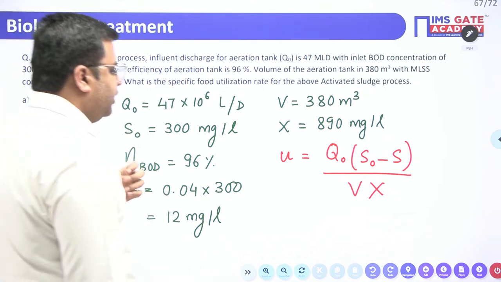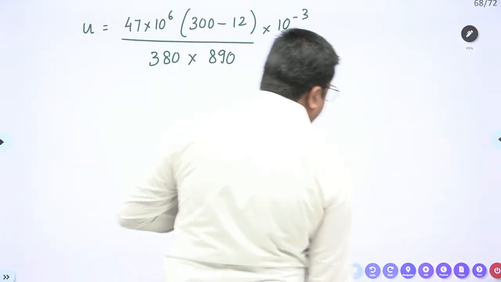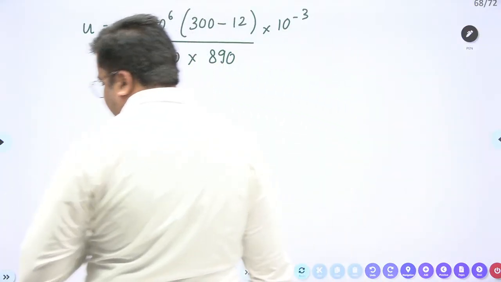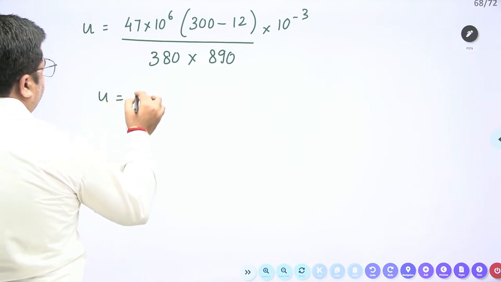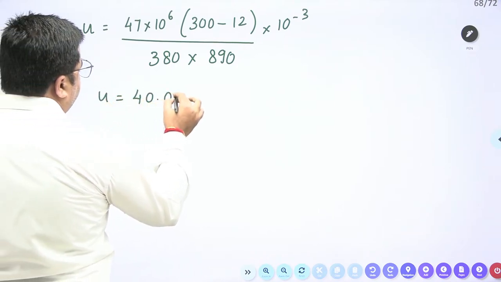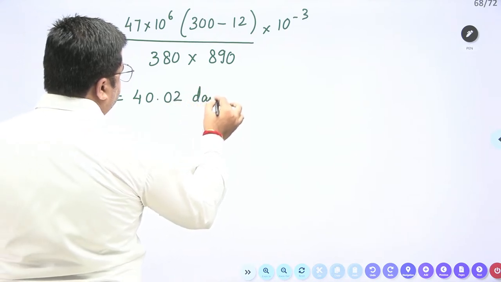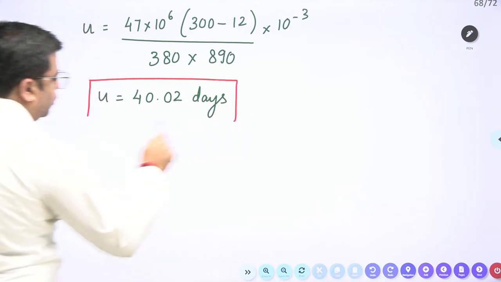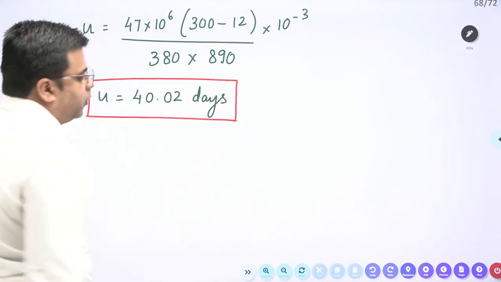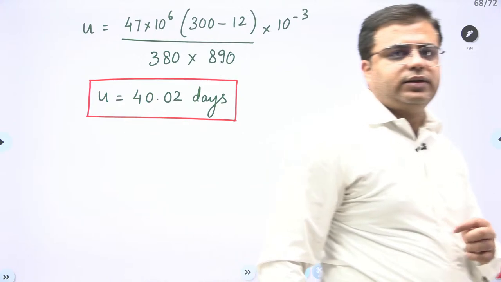Get me the final value of this U. The final value of this U will be 40.02 days. Correct. Okay, correct.